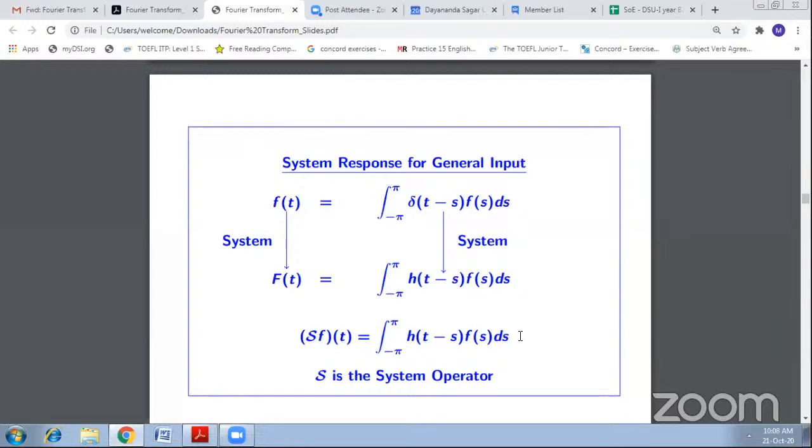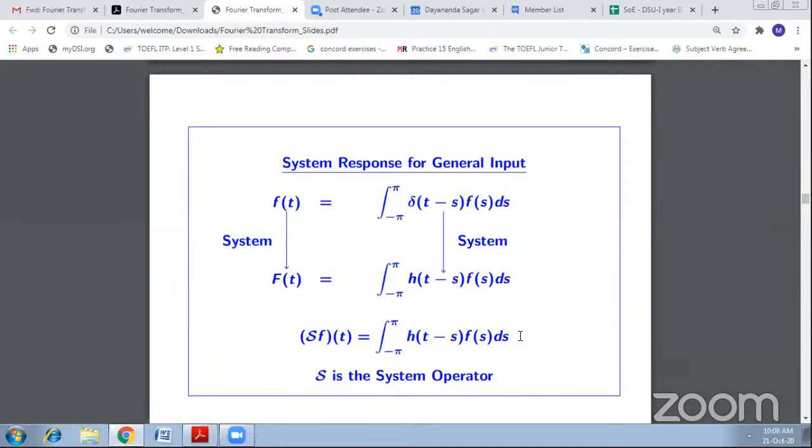So I get this integral. So these two are equal. So the output can be written as this. Therefore, the system operator is essentially a finite convolution integral operator. There is a whole lot of theory about finite convolution integral operators.